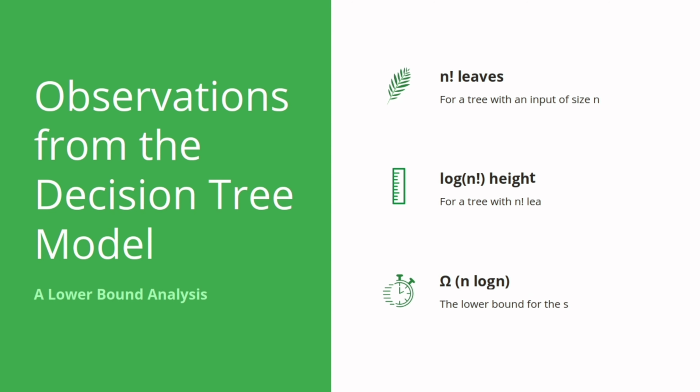Now let us note the observations from the example we just had. We had three elements as input, and out of it, the tree we built had six terminal nodes or leaf nodes. That implies for an array of size n, we will have n factorial leaf nodes, and the height of the tree will be log n factorial. We can also state that asymptotically, the lower bound for this will be omega of n log n.